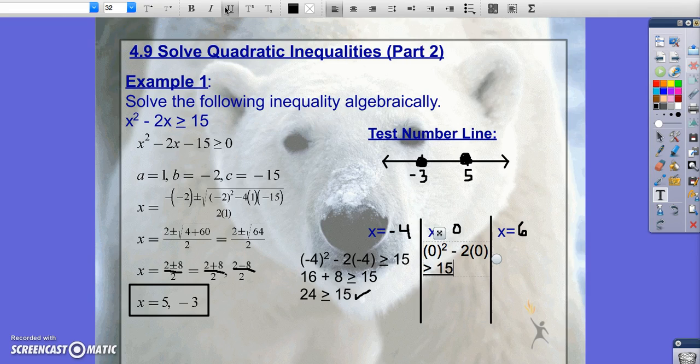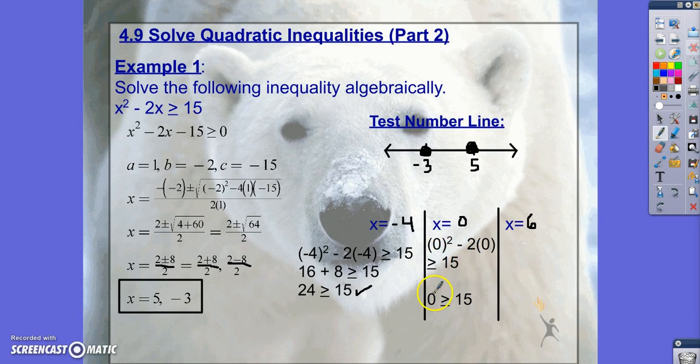So we're simply plugging in another set. And what do I get? I get 0 squared, which is 0. 0 minus 0, I get 0 greater than or equal to 15. And I ask myself, is this a true statement? Is 0 greater than or equal to 15? Hopefully you said no, that's false.